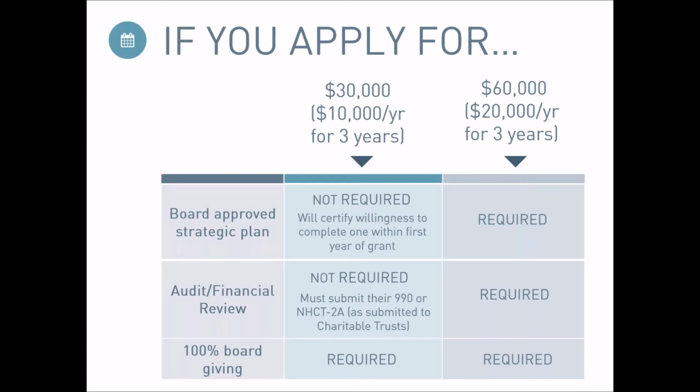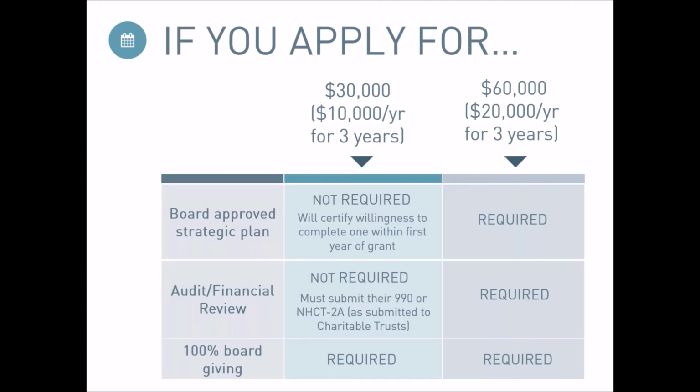The way that this works is that there are two different grant award levels, and how much an organization can apply for depends on the types of documentation related to governance and financial management that can be submitted with the application. Let's first focus on the middle column in this slide.